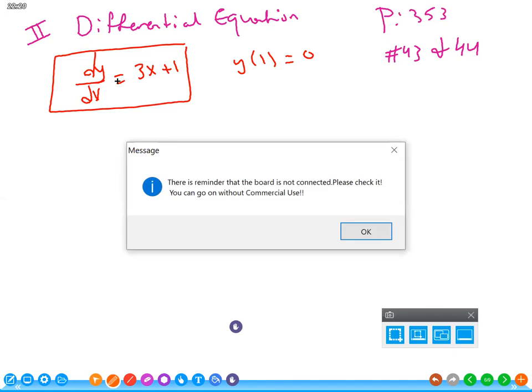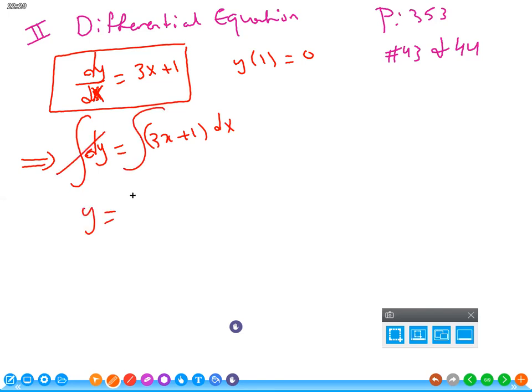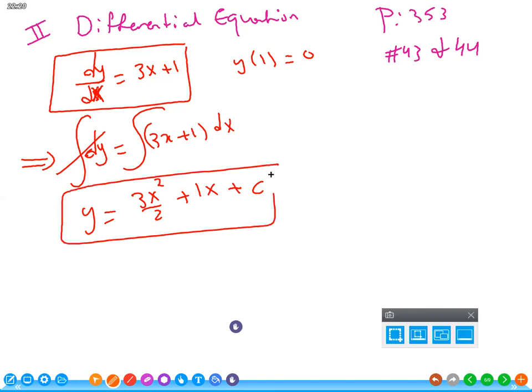I want to find the equation of the curve that has the slope 3x plus 1. It's called the separable method: separate the variables. dy equals 3x plus 1 dx. We separate and integrate both sides. So y equals 3x squared over 2 plus x plus c. This is called the general solution of the differential equation.